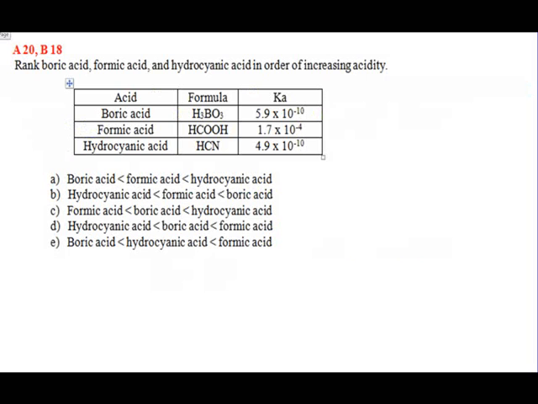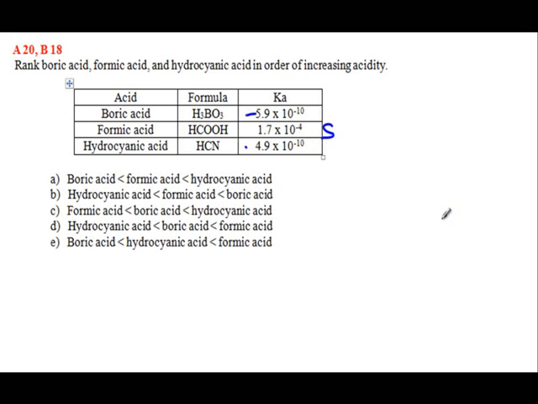All right, so we want to rank boric acid, formic acid, and hydrocyanic acid in order of increasing acidity. And this is really just a test of whether or not you can do the mental math. You should be able to do this without a calculator. The larger my Ka, the more the acid dissociates, which means the stronger the acid is. This is definitely going to be my strongest, so it's really a question of how this compares to this.